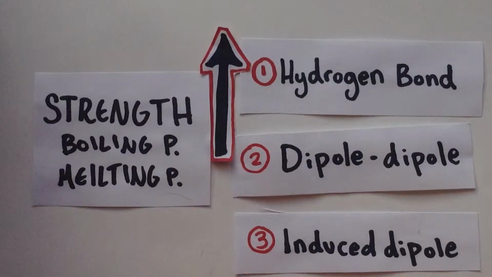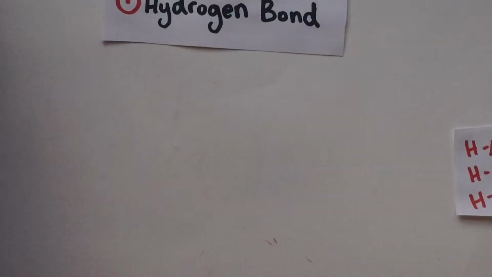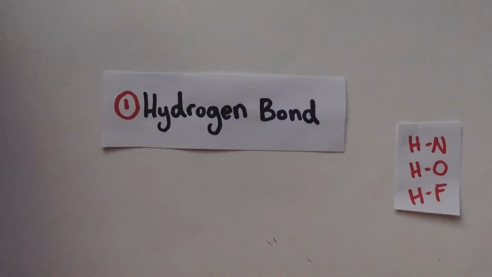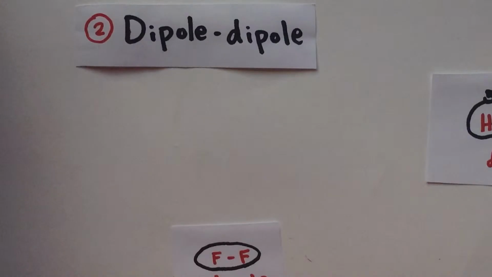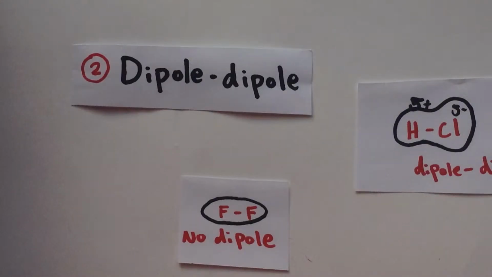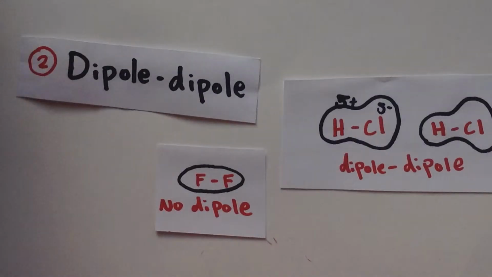Hydrogen bonds are the strongest and are made with a pairing of hydrogen and nitrogen, hydrogen and oxygen, and hydrogen and fluorine. Dipole-dipole forces are with polar bonds. This is why F2 is not a dipole, but HCl is.